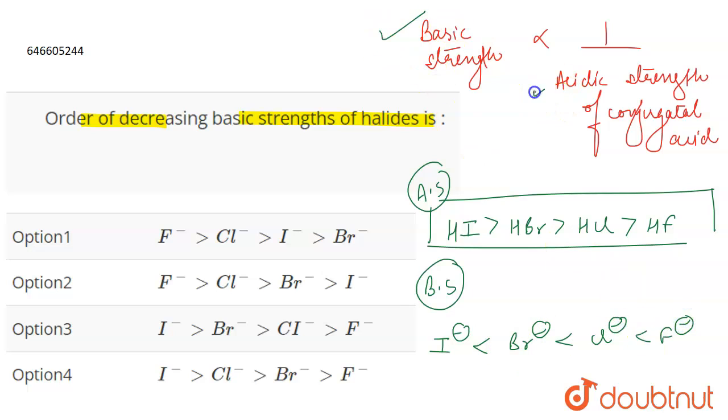So basic strength is inversely proportional to the acidic strength of the conjugated acid. This is the concept that we are using here. So if you know the acidic strength order of these particular acids, then you can simply reverse the order and it is going to give you the order of the basic strength of these halides, right? So the correct answer for this question is given to you in option number 2, right? Option 2 is the correct answer for the question.